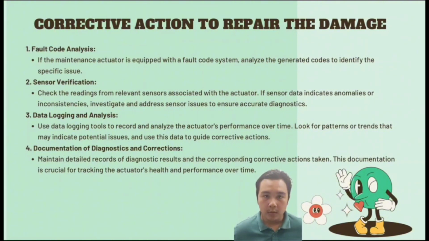The last one is documentation of diagnostic and correction. Maintain detailed record of diagnostic result and the corresponding corrective action taken. This documentation is crucial for tracking the actuator health and performance over time.